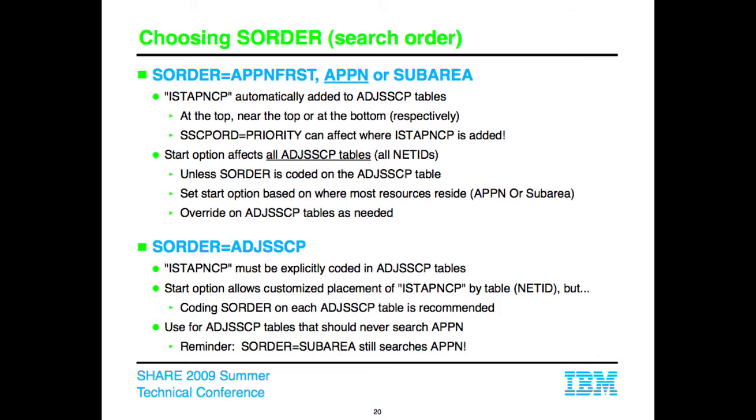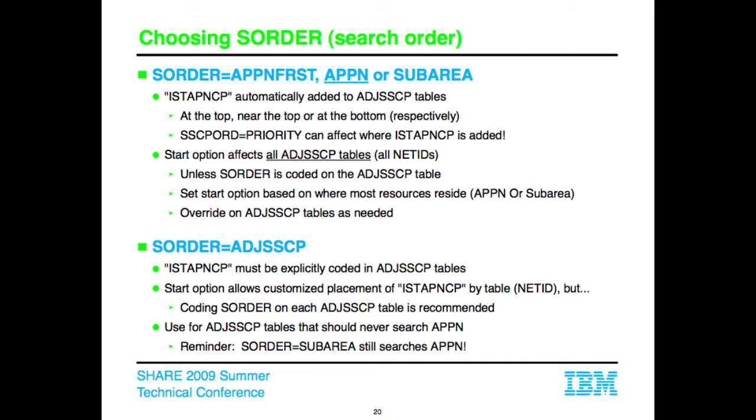SORDER is the search order. It's the subarea search order, if you will. How do you want the subarea side to search the APPN network? Do you want the subarea side to search the APPN network first? Last? Sort of near the beginning? Or would you rather go in and code it in your table yourself? That's basically what these are all about.